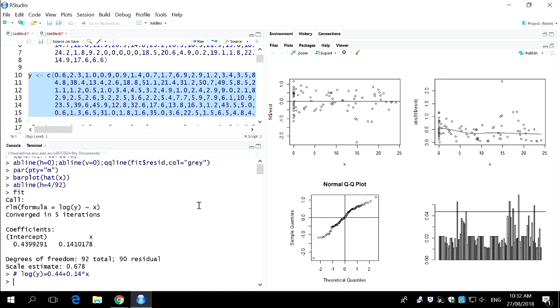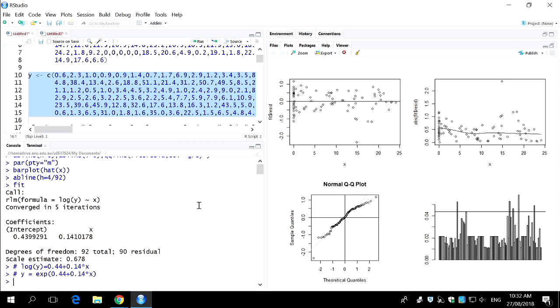But that's not quite right yet because it's in terms of log y, right? So I need to write this as y equals exp(0.44 plus 0.14 times x). So that's how I would write it. So there's my formula. Now, almost done, almost done.